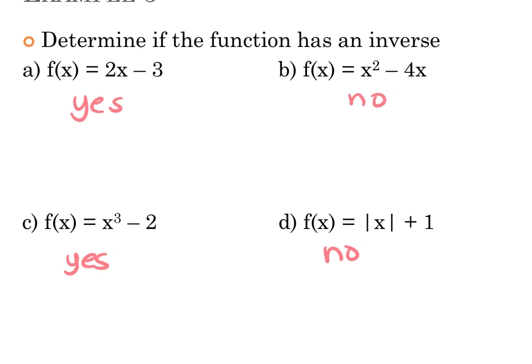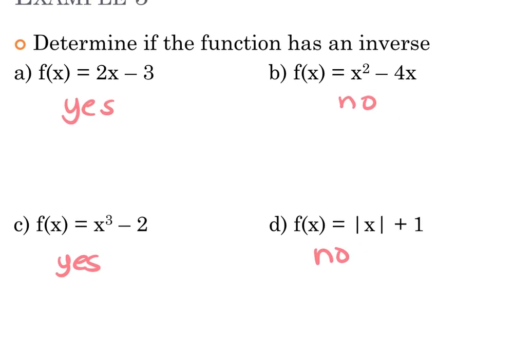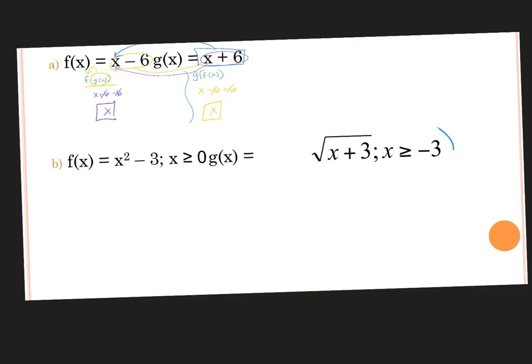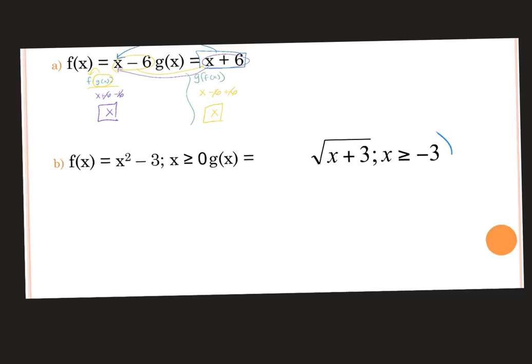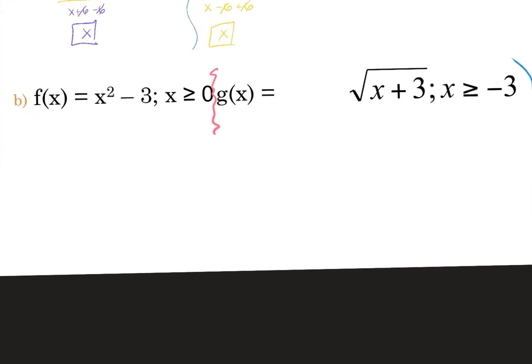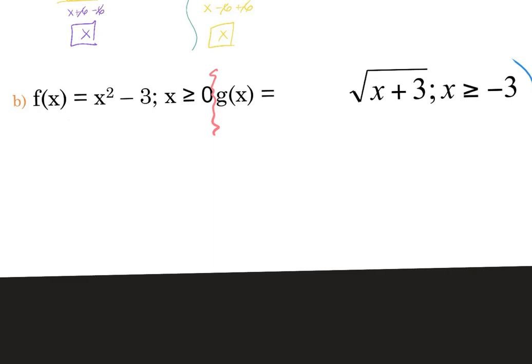Easy stuff, right? We just got to keep it straight in our heads what we are looking at. Okay, so I went back to that first example, because now we're going to talk about why these restrictions are important. First of all, look at B. It says f of x equals x squared minus 3. What would this graph be? Parabola shifted down. Would this have an inverse?